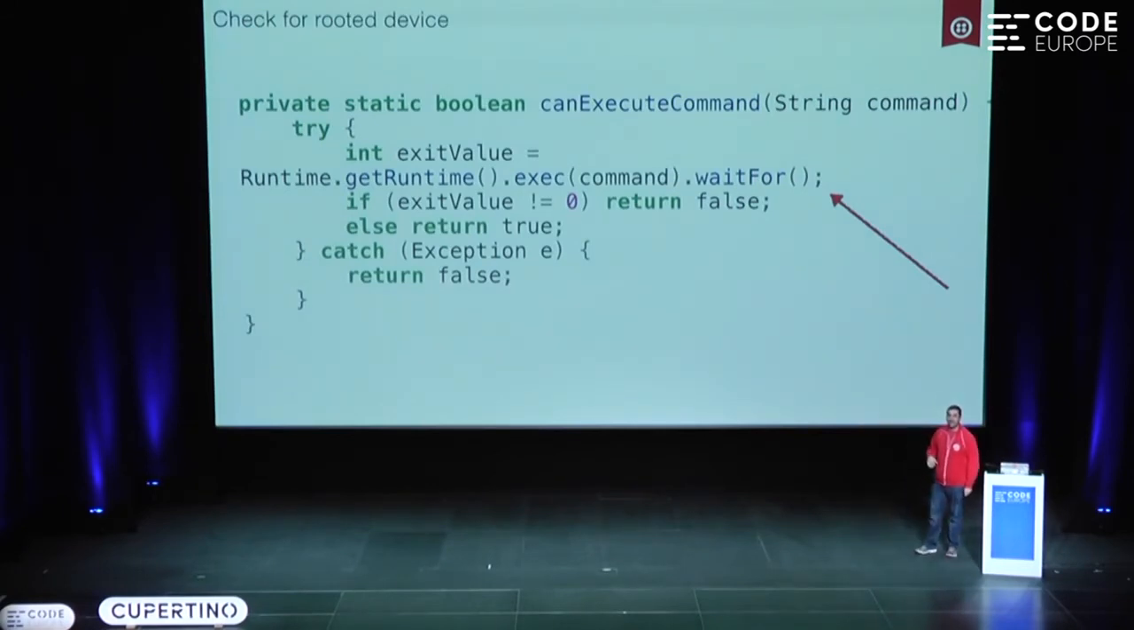Basically, a rooted device has an executable that is called SU. And SU, if you are a Linux user, basically makes you super user. Rooted devices will have this executable, and all you have to do is try and execute it. If it works, that device is rooted. If it doesn't, then the device is not rooted.